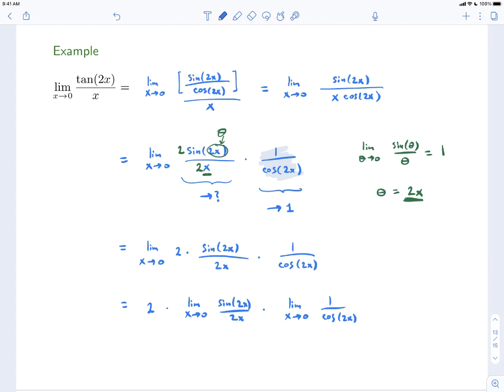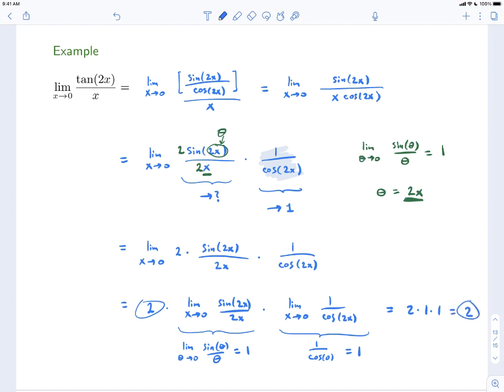Which they do here. So this limit right here, the limit as x goes to 0 of 1 over cosine of 2x, is just 1 over cosine of 0, which is just 1. And this limit right here is actually the same as the limit as theta goes to 0 of sine of theta over theta, which we know is 1. And what do we have in front? We have a 2. So this is 2 times 1 times 1, which is 2.